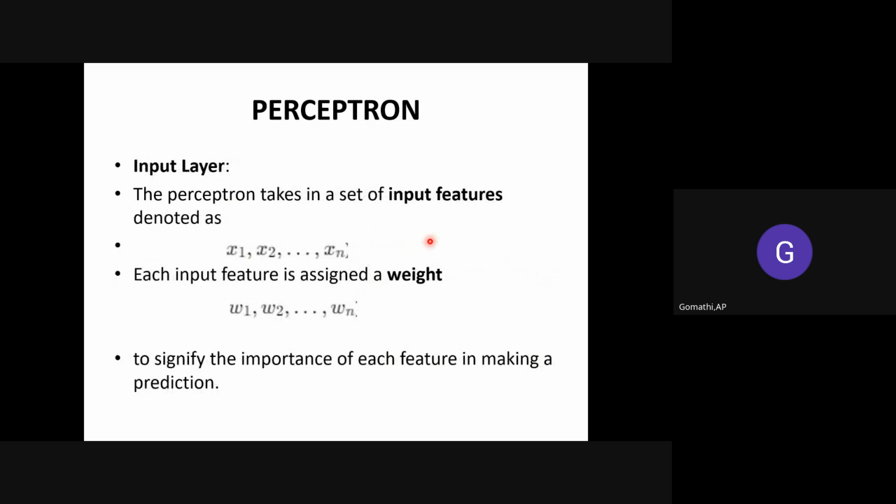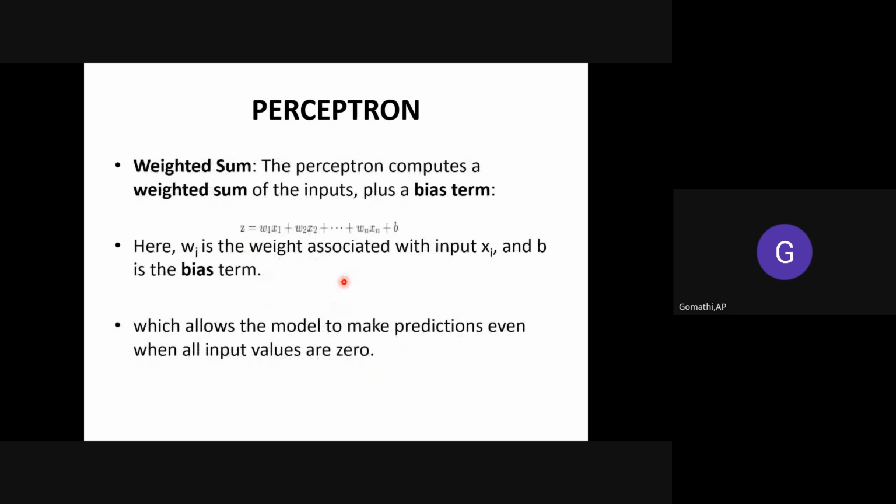Already we discussed that the perceptron takes in a set of input features named x1, x2, and the weight of each input feature is denoted as W1, W2, to signify the importance of each feature in making a prediction. So in this input layer, the input features and the weight of each input will participate.